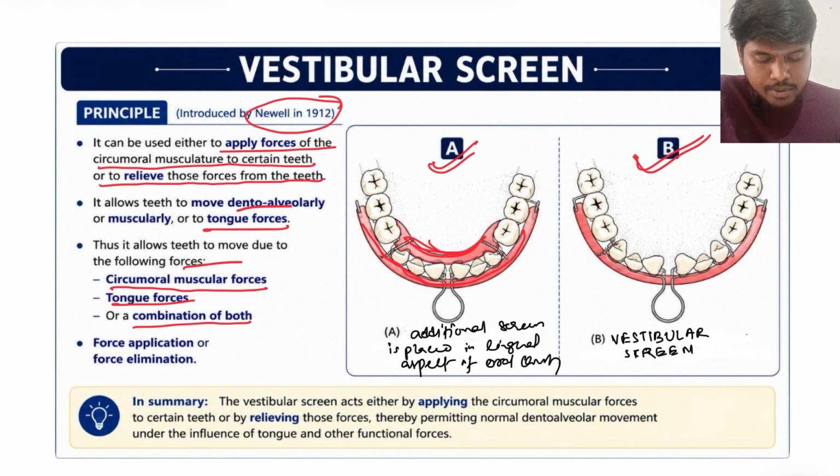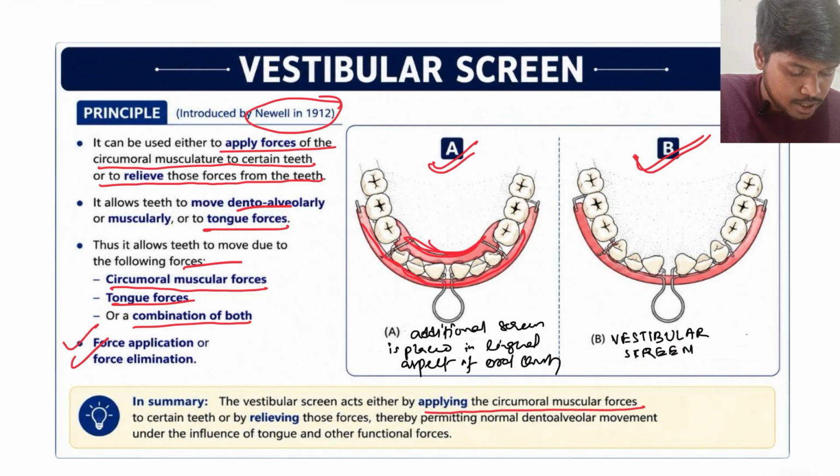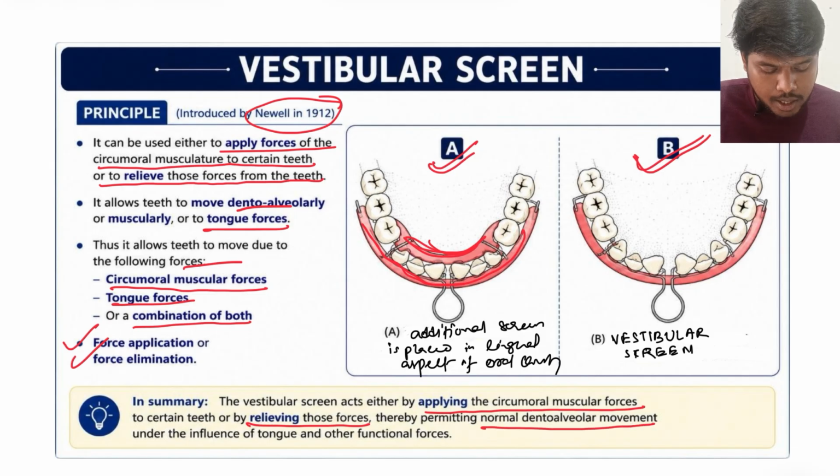This works on the principles of force application or force elimination. So in summary, the vestibular screen acts by applying the circumoral muscular forces. We can apply the forces through the vestibular screen, and also we can relieve those forces, or we can just keep a barrier against the forces, thereby permitting normal dental movement under the influence of tongue and other functional forces.